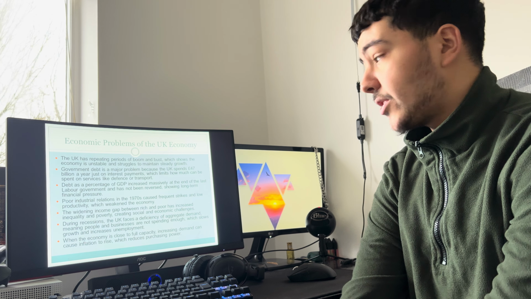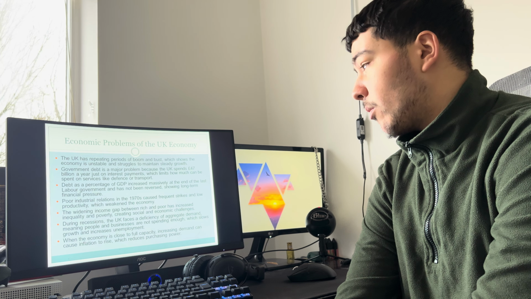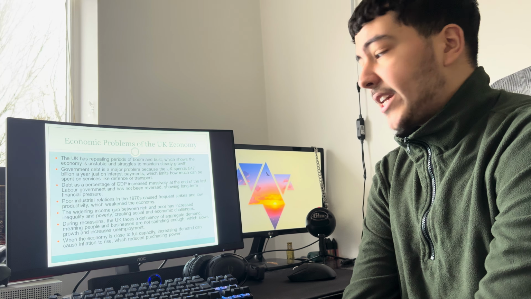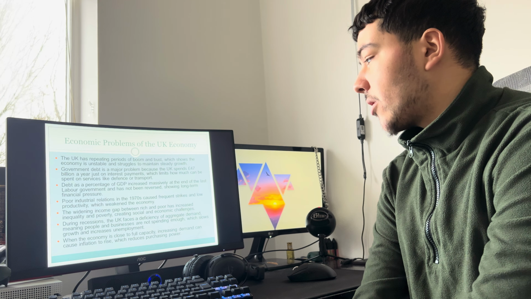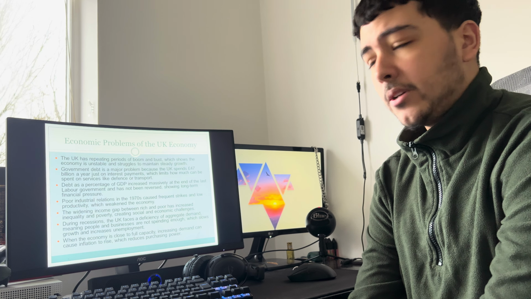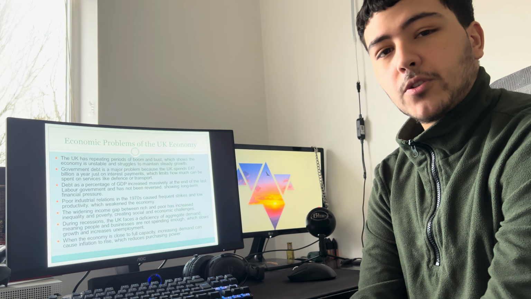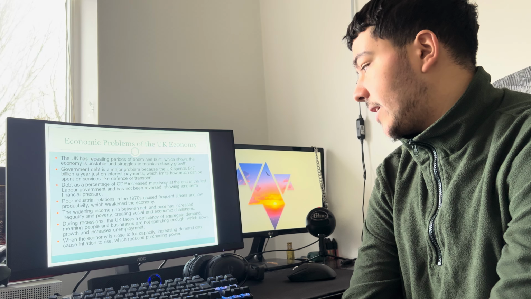Poor industrial relations in the 1970s caused frequent strikes and low productivity, which weakened the economy. The widening income gap between rich and poor has increased inequality and poverty, creating social and economic challenges. During recessions, the UK faces a deficiency of aggregate demand, meaning people and businesses are not spending enough, which slows growth and increases unemployment. When the economy is close to full capacity, increasing demand can cause inflation to rise, which reduces purchasing power.